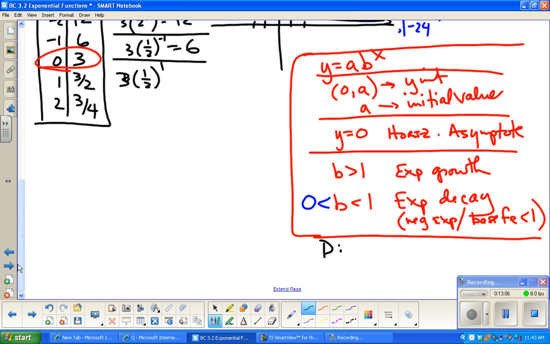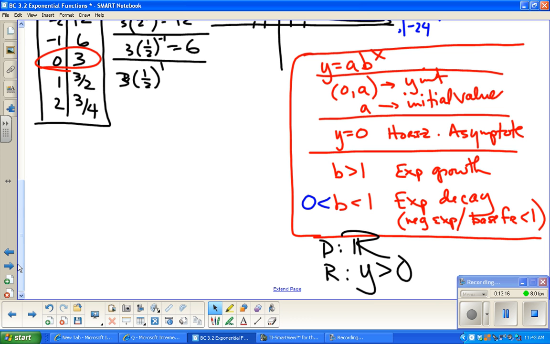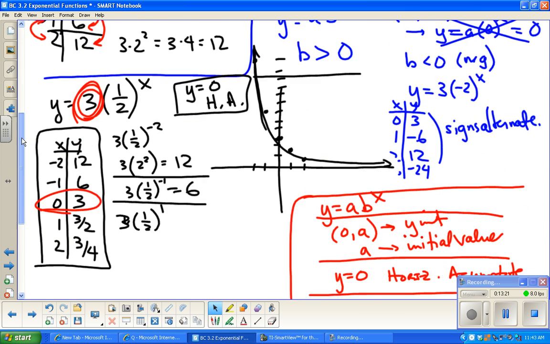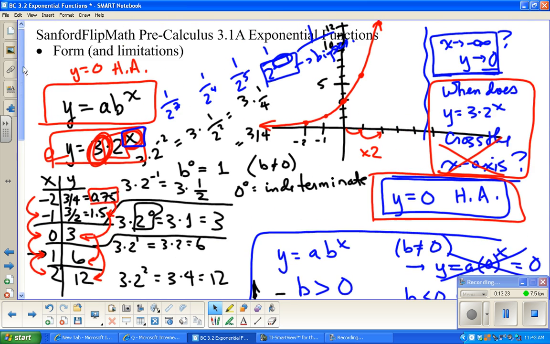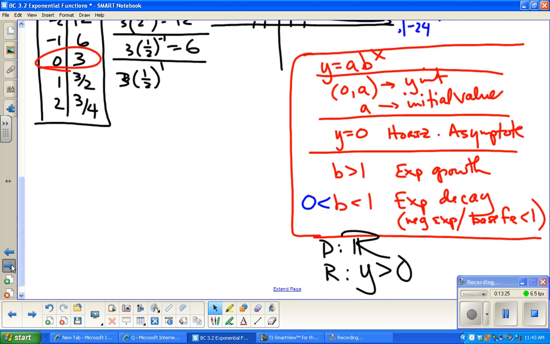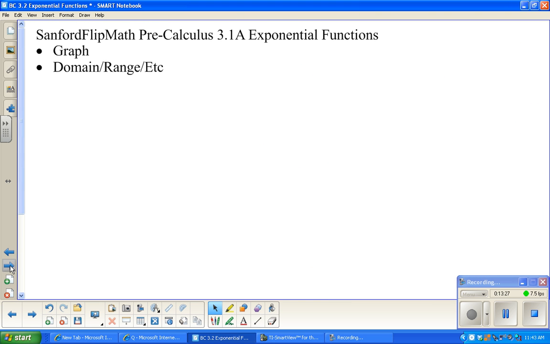Quick note, domain, all real numbers. Range, well, the bottom is the asymptote. So that's kind of a quick little recap or overview of all of the important features of an exponential function. I think this was form and limitations, so I think we're good there. And we did that already. Okay, domain. So I just want to do another one real quick.